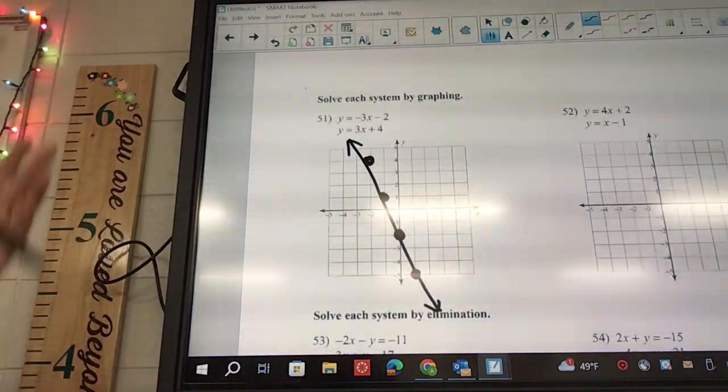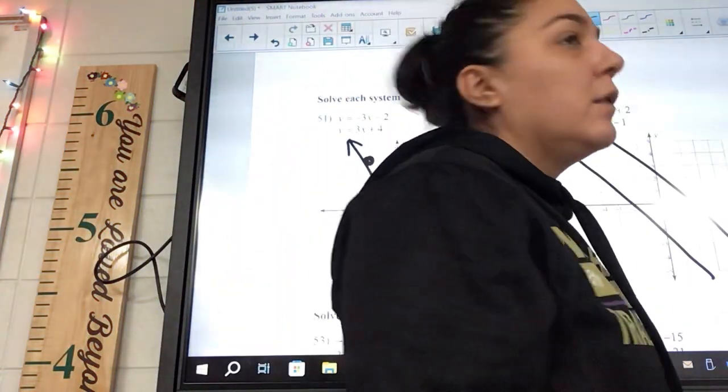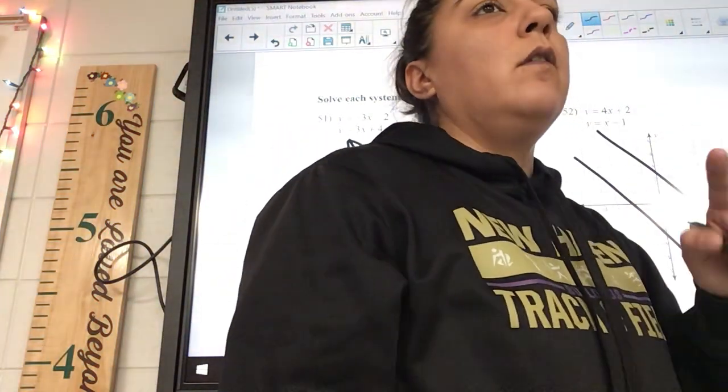Just so we are on the same page. Okay, look at me. Because I don't know if you're gonna have one, but what is this? Parallel line. No.